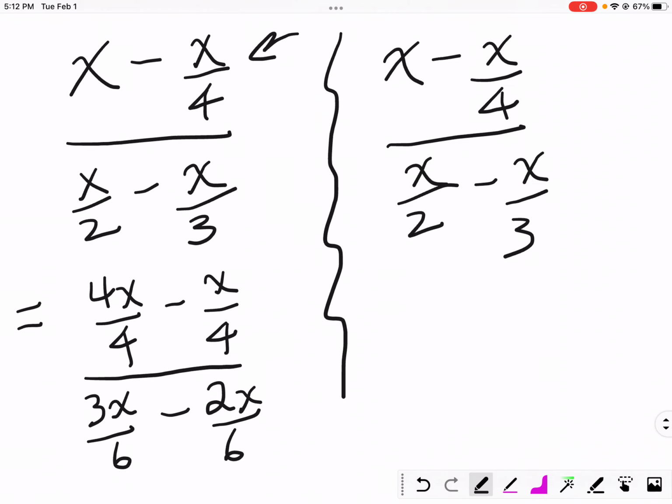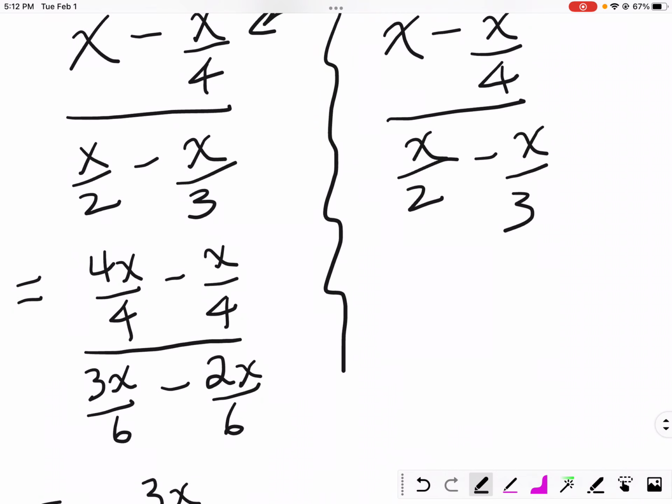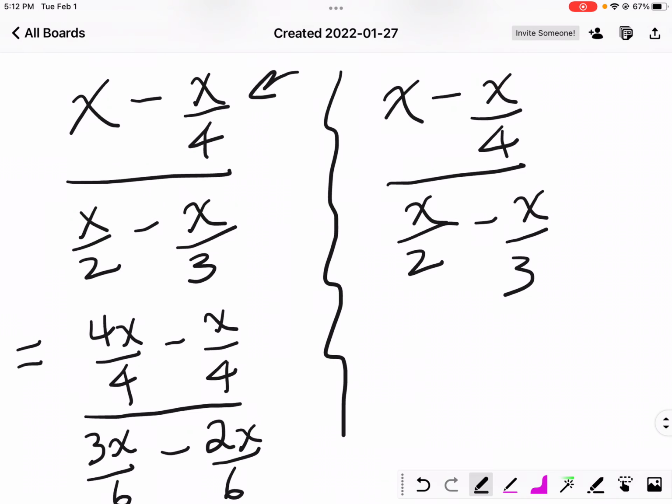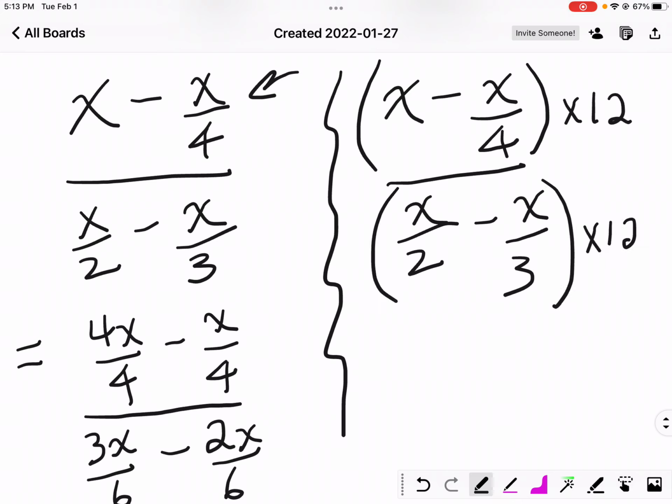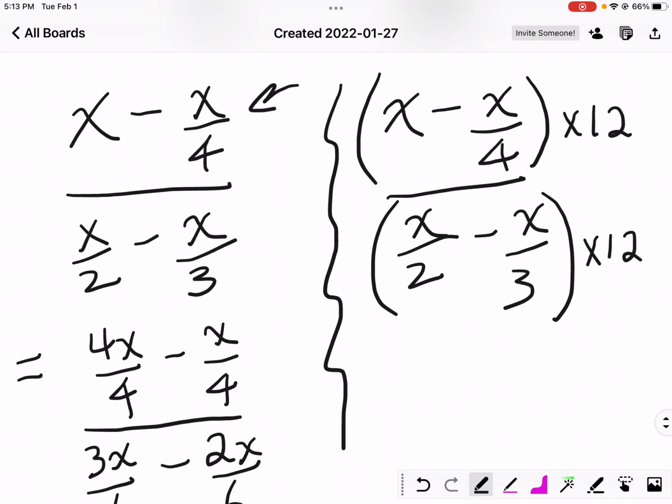Looking at the other method, I have basically three denominators, 4, 2, and 3. The lowest common denominator would be 12. So I'm going to multiply the top by 12 and the bottom by 12. And each of these, the top and the bottom, is a binomial. So I need to multiply 12 by this and 12 by that in both the top and the bottom.